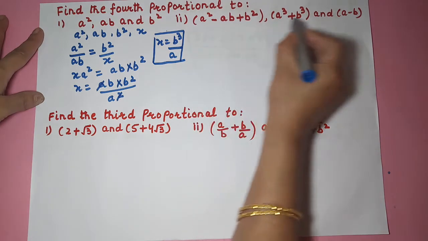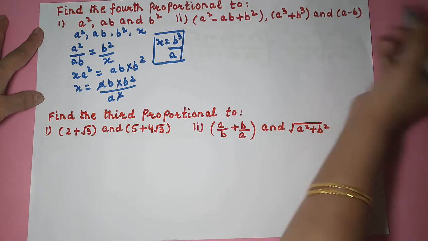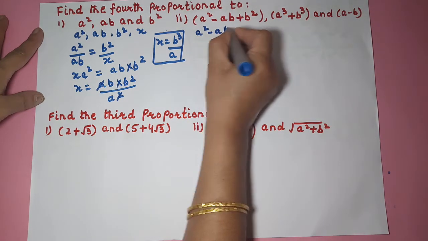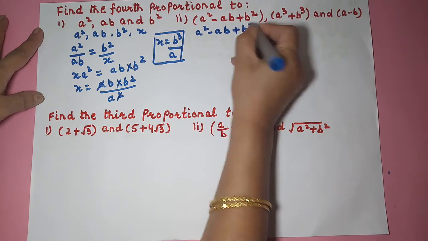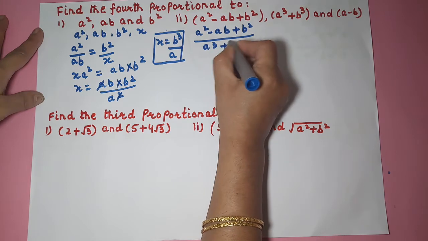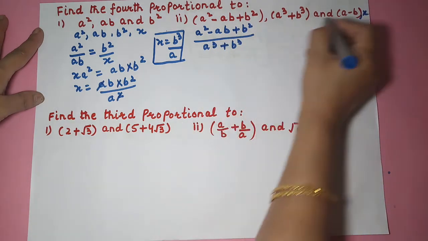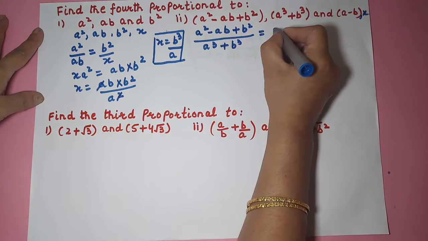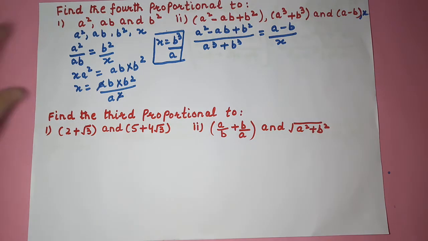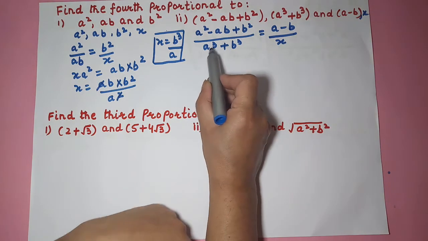Same we have to apply here. Let's say that the fourth proportional is x. So we can write this as a square minus ab plus b square divided by a cube plus b cube. And if you are assuming the fourth proportional to be x, then this will be equal to a minus b upon x. Fine. Now, if you look at this carefully, isn't it a cube minus b cube?